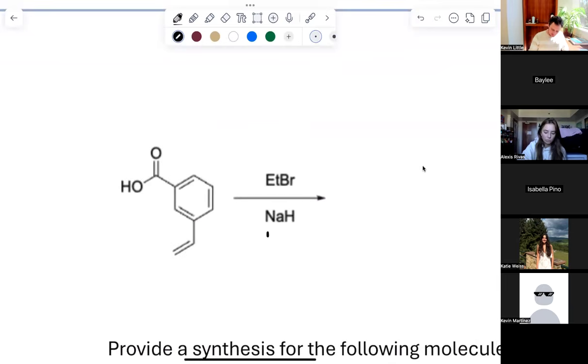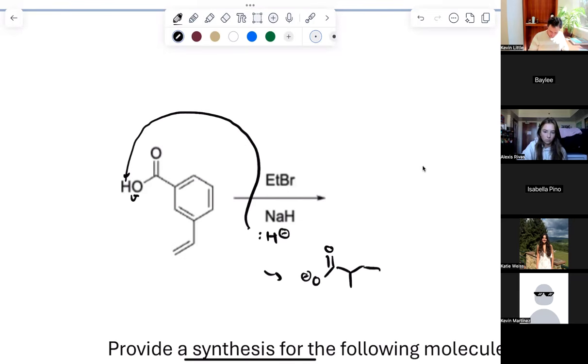And here's another example of carboxylic acid in basic conditions. We deprotonate it, and methyl bromide is my electrophile.